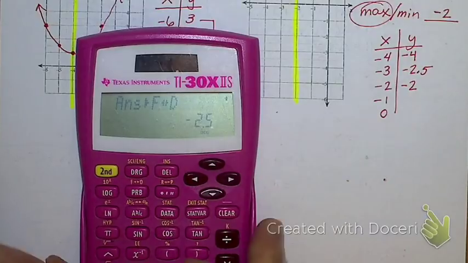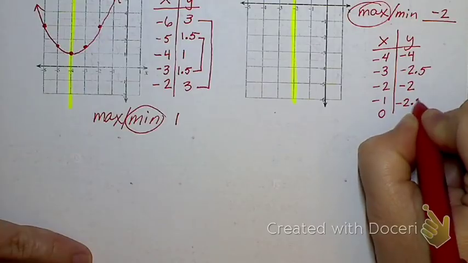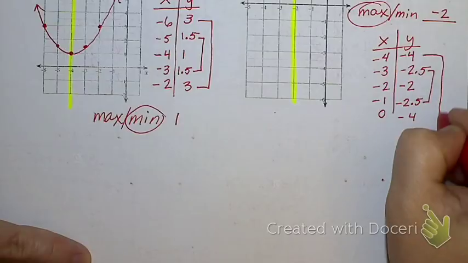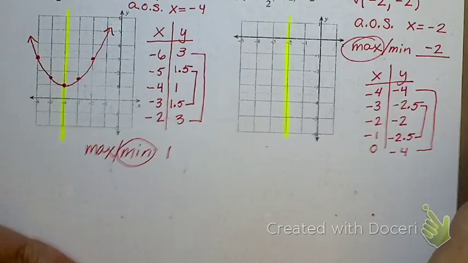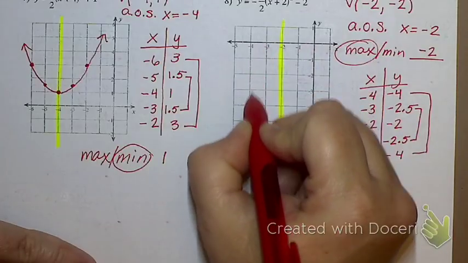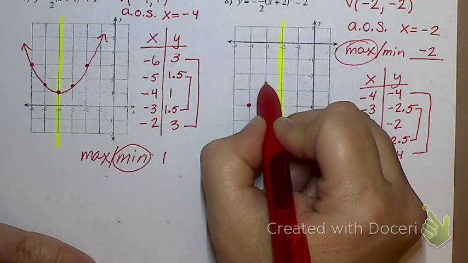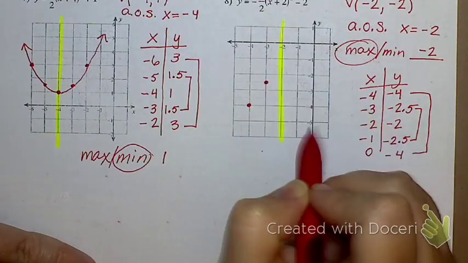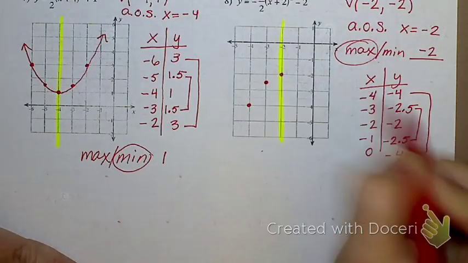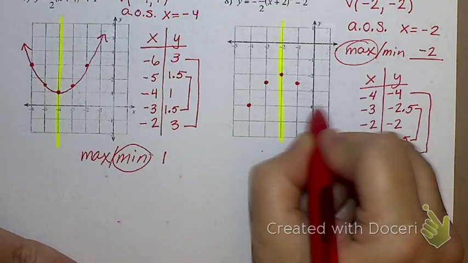Because of that mirror image, what do I know is true? I know this one is also -2.5, and the other one is -4. Okay? So now all I've got to do is plot my points and connect the dots. -4, -4, -3, -2.5, so halfway between -2 and -3. -2, -2, -1, -2.5, and 0, -4.